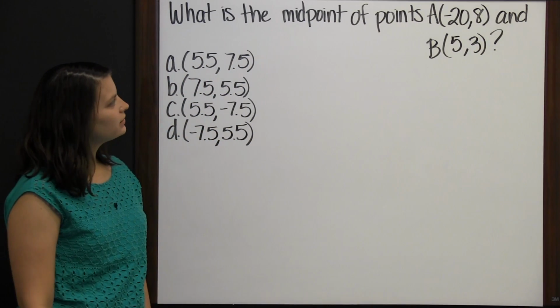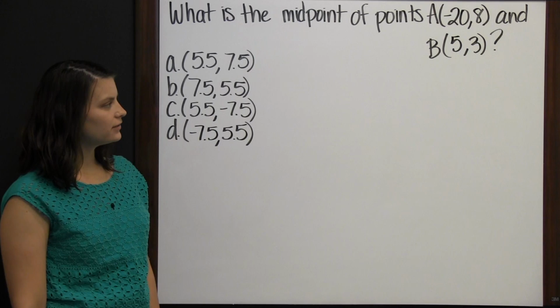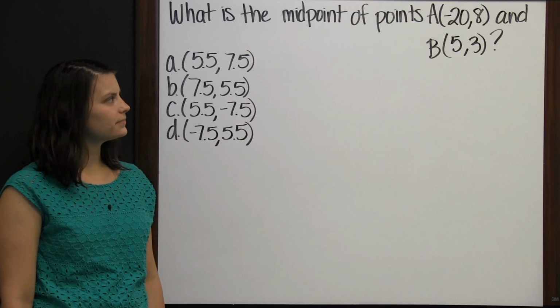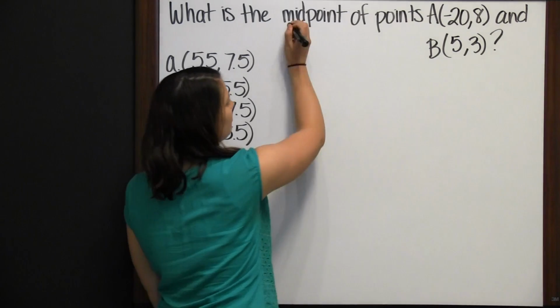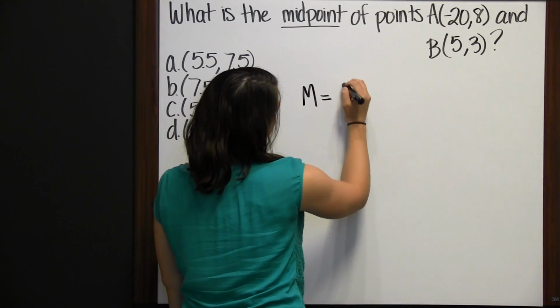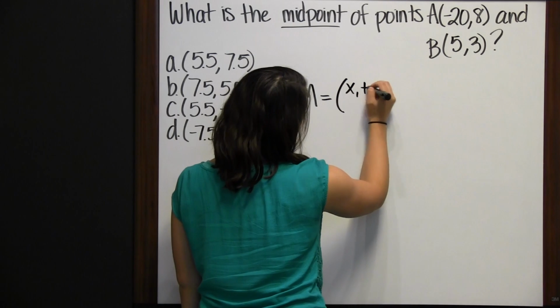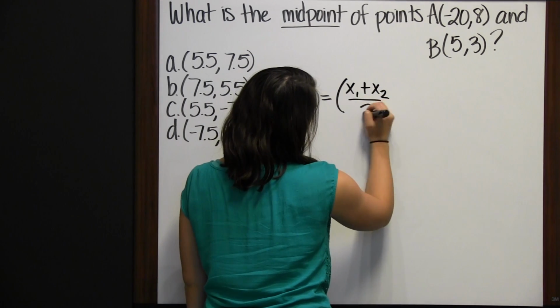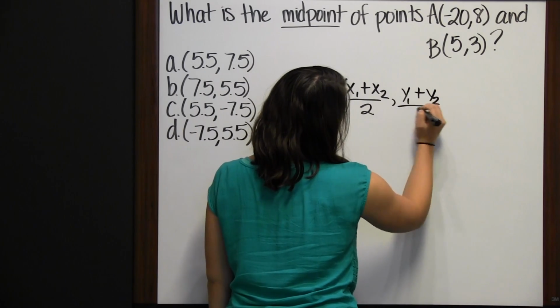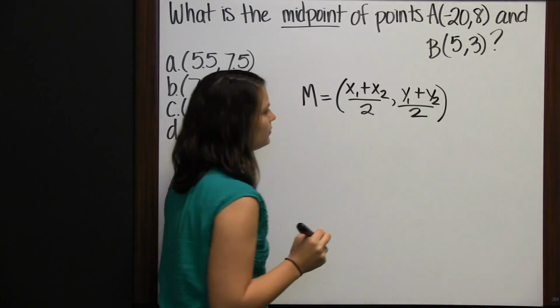What is the midpoint of points A, negative 28, and B, 5, 3? To find the midpoint, we can use the midpoint formula, which is x1 plus x2 divided by 2, then y1 plus y2 divided by 2.